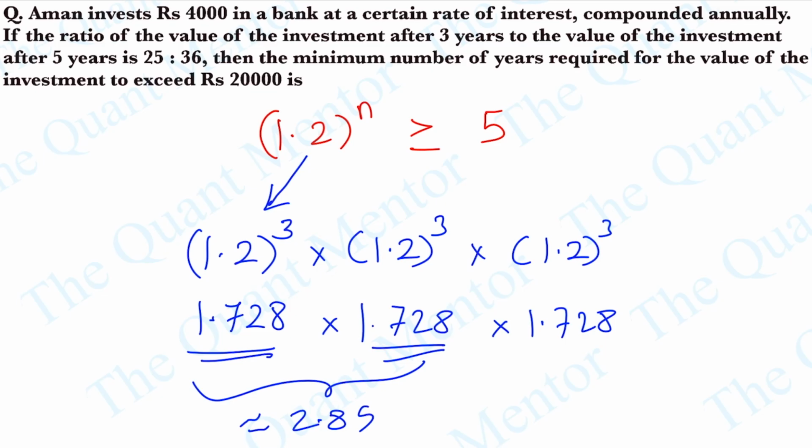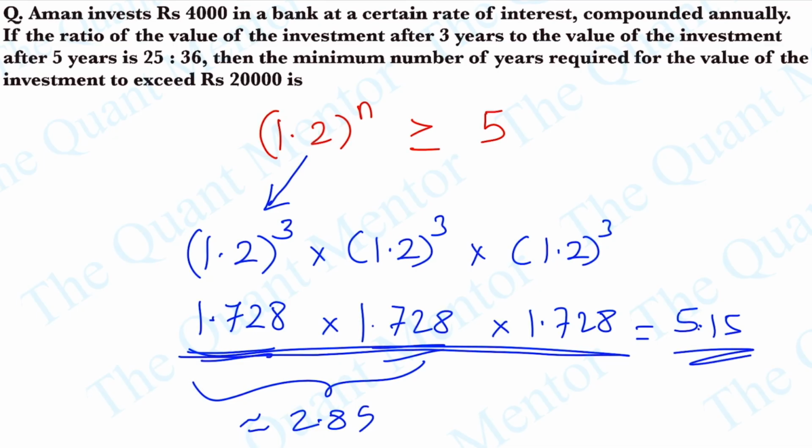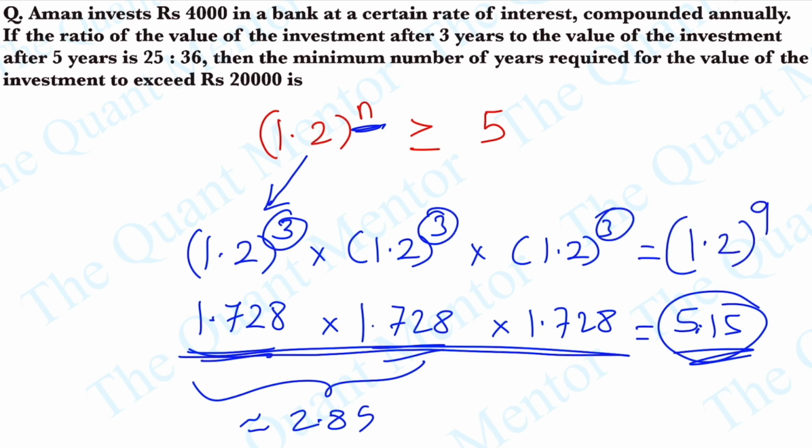As a confirmation, you can multiply these three now using the calculator. 1.728 into 1.728 into 1.728. Bingo, you get the same value, 5.15, in a much faster way. So yes, we can now be sure that n is actually 3 plus 3 plus 3. It is 1.2 raised to 9. N should be equal to 9.